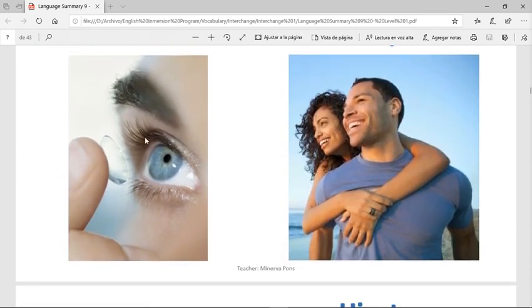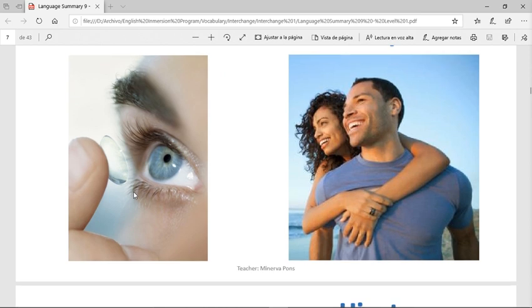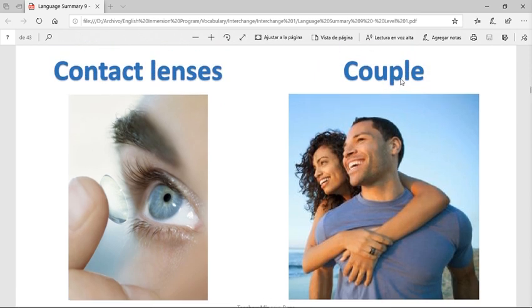Contact lenses. These are the type of lenses that you put directly on your eyes and not like glasses. A couple. A couple is a pair of two. A couple can be a couple of persons, like these two people that are in a relationship, but you can also have a couple of cups. A couple of cups means that you have two. Couple means two, basically.